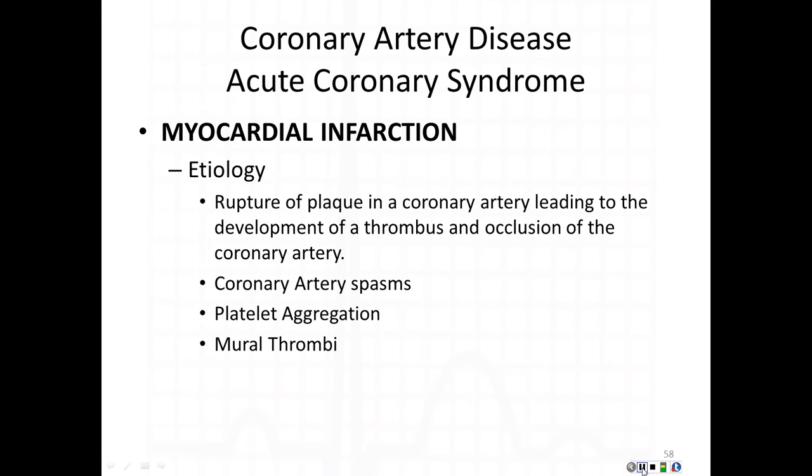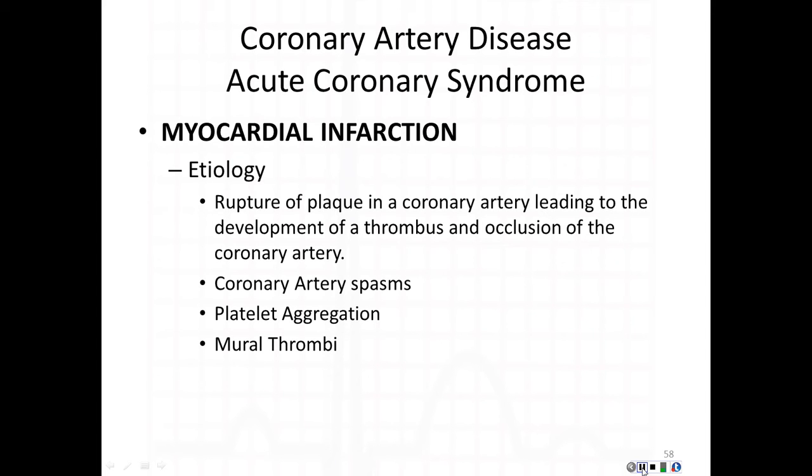What's the etiology? We kind of talked about that. It's a rupture of a plaque in a coronary artery leading to the development of the thrombus and occlusion of the coronary artery. Can be from coronary artery spasms. We have had patients with the Prinzmetal's angina develop into an infarction because the spasms went too long.